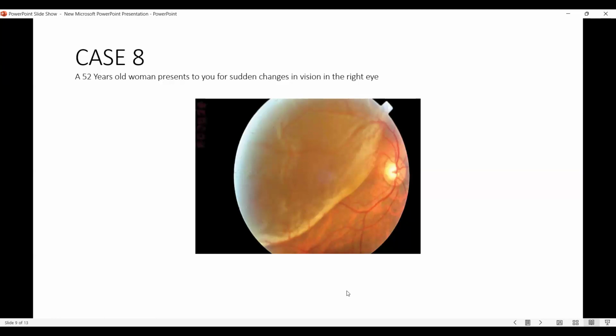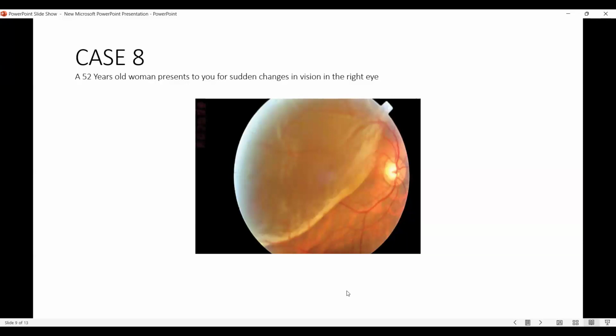or if I don't see it as a detachment, I would also keep a differential of some solid thing which is coming and which is causing this kind of picture, which could be a tumor or a melanoma in this case. So it's only by the examination of the periphery as well as the fundus that I'll be able to diagnose this condition.